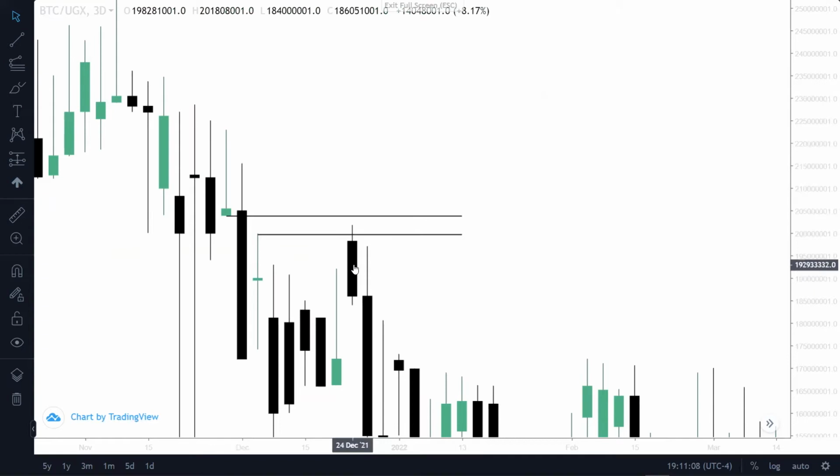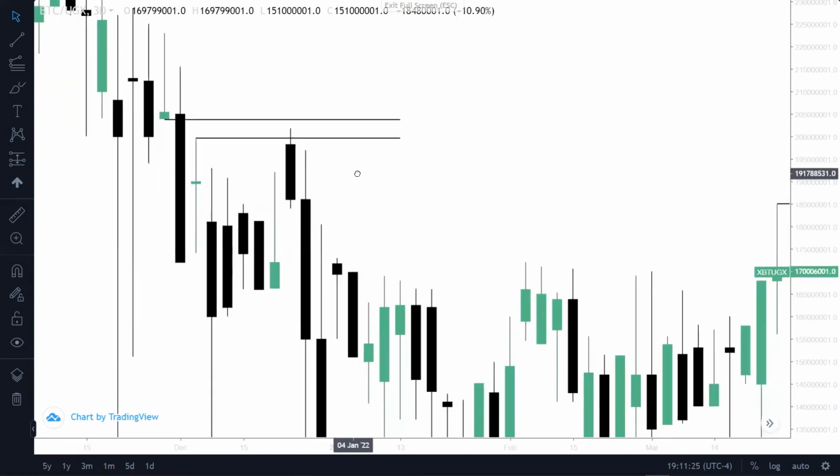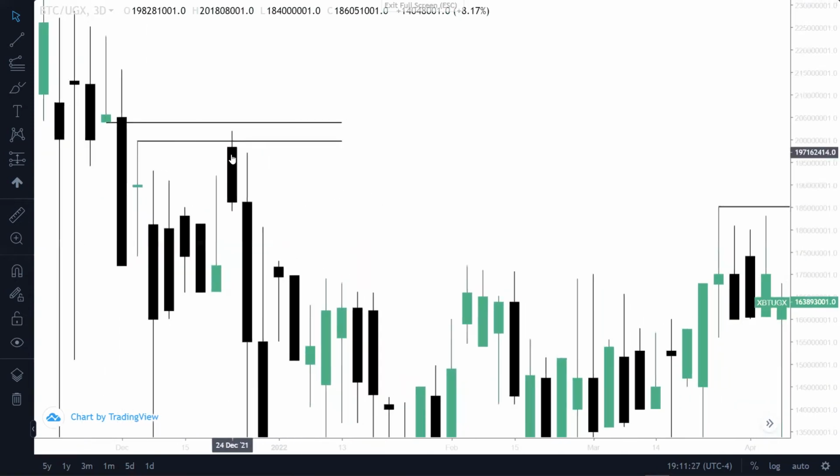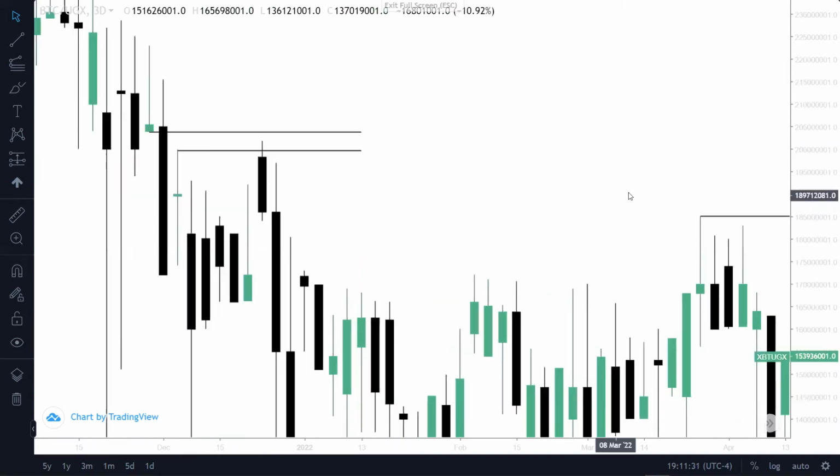We got 184 million Ugandan shillings, sorry, 201 million Ugandan shillings. We are looking at the high. Okay, this candle's high came in at 201 million Ugandan shillings. So that aside, let's look at this same candle's low.